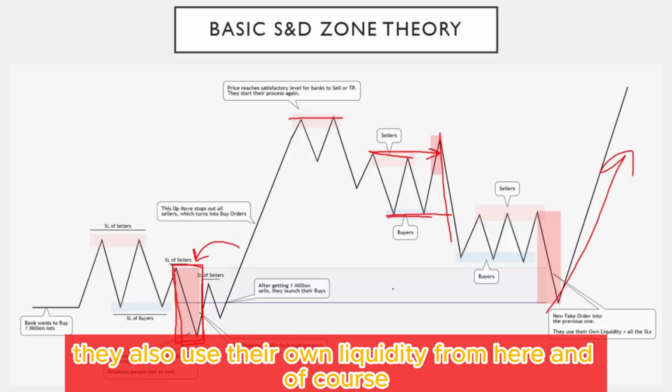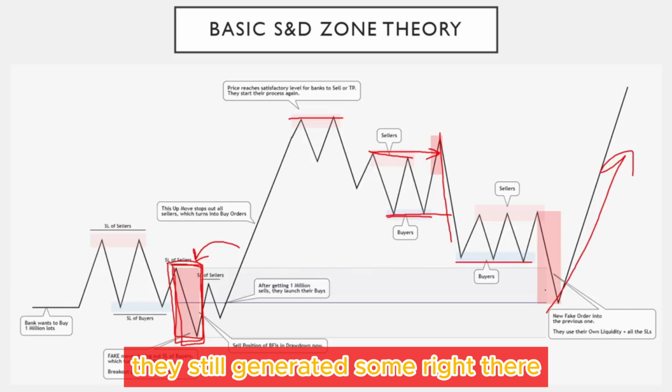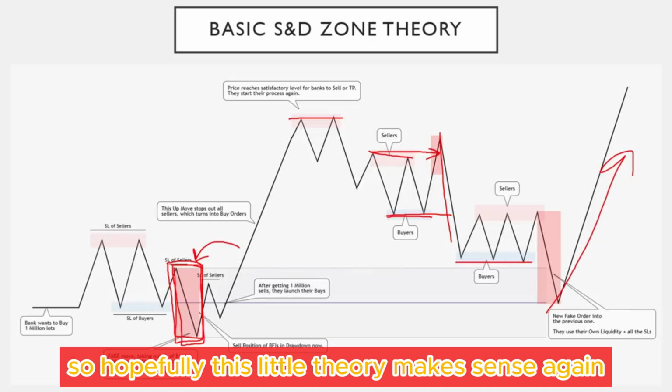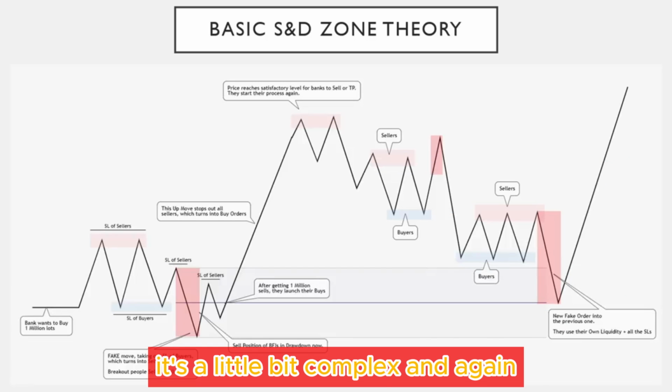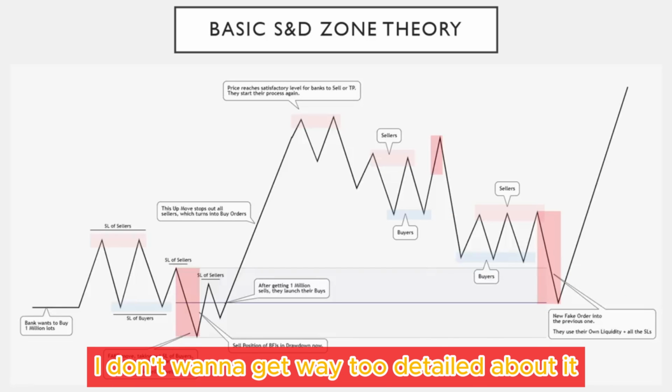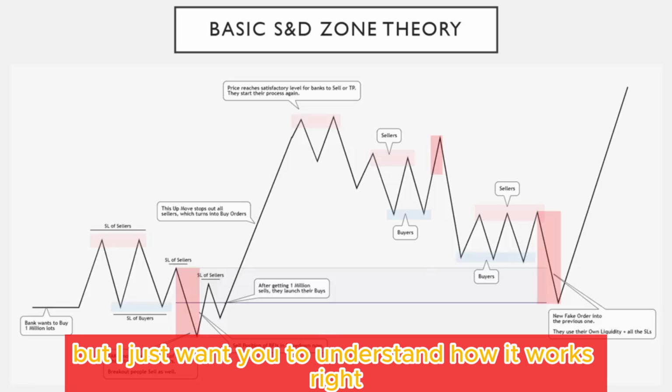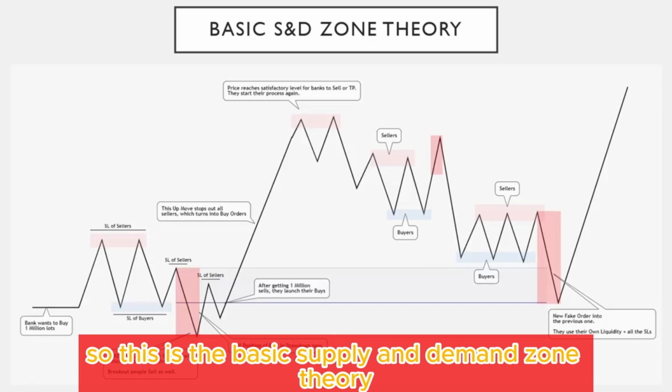So in this case, they also use their own liquidity from here, and of course they still generated some right there. So hopefully this little theory makes sense. Again, it's a little bit complex, and again, I don't want to get way too detailed about it, but I just want you to understand how it works, right? So this is the basic supply and demand zone theory.